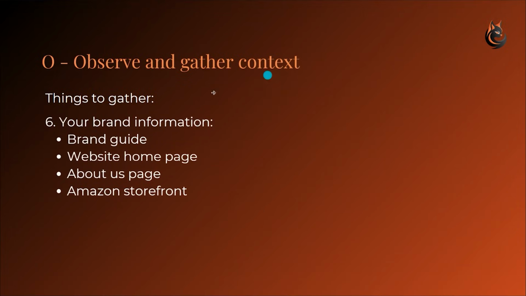And then lastly, if you have brand information, say you have a brand guide, well, not all Amazon sellers have a brand guide, and that's fine. But if you have, you can gather all the brand guides. If you have a website homepage, you can get a screenshot. You can use the full page Chrome extension I showed earlier. If you have an About Us page, you can also gather that, because this information will be helpful when you start creating A+ content and brand story. Also storefront, Amazon storefront if you have one.